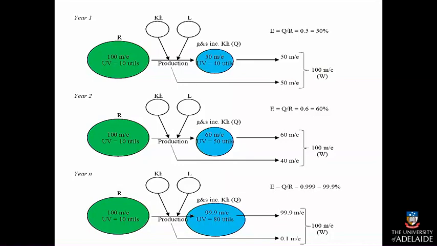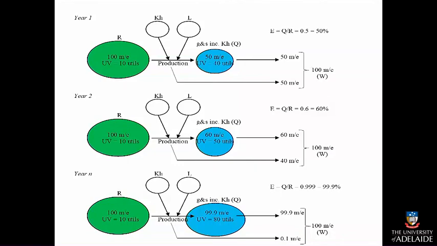What does technological progress do? Well, let's assume we're using the same quantity of resources to produce goods and services. If E increases to 0.6 or 60%, it means now we can produce a larger quantity of goods and services, embodying 60 units of matter and energy, which means only 40 units of matter and energy immediately become waste. Of course, the total 100 ultimately ends up as waste.